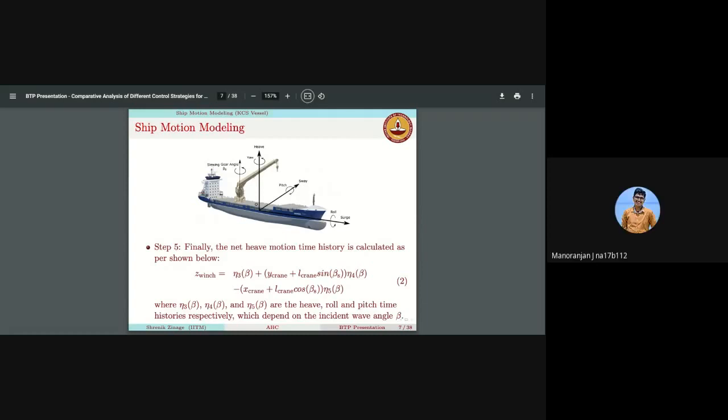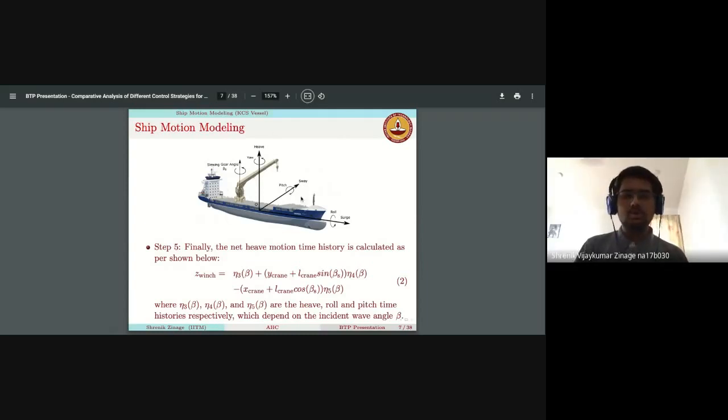Shrenik, is it possible to explain the step 5 once again? Yeah, sure. Did you understand that our objective is to make sure that we track the opposite of the crane's heave time history and not the ship's? Yeah, I got it. So now just say, don't assume any crane. Just say that you are at an X and Y location on the ship, which is not coinciding with the body coordinate center of gravity of the ship.